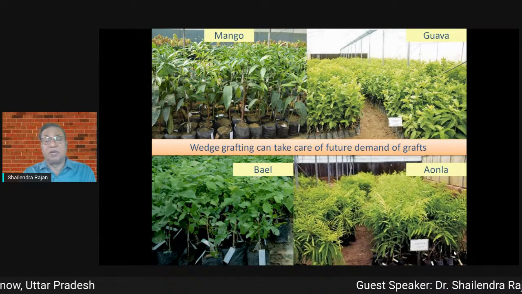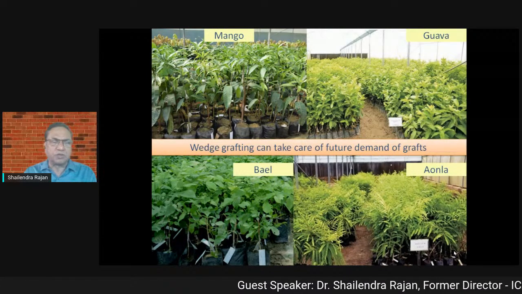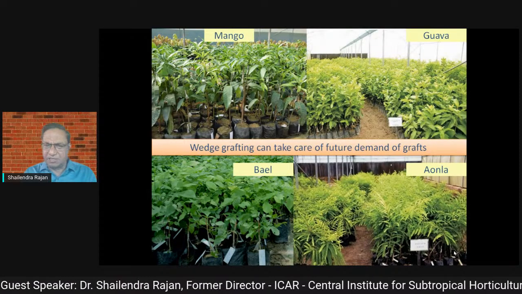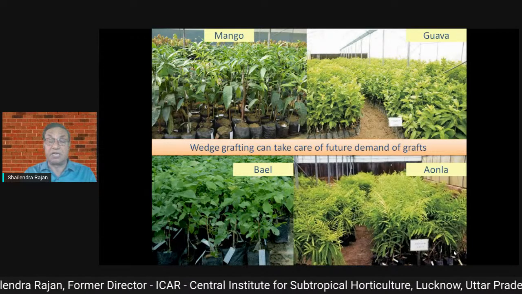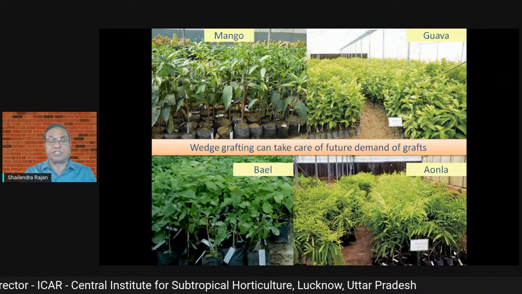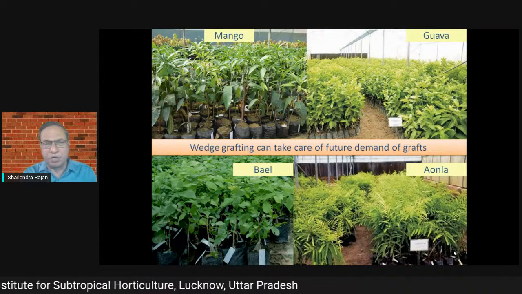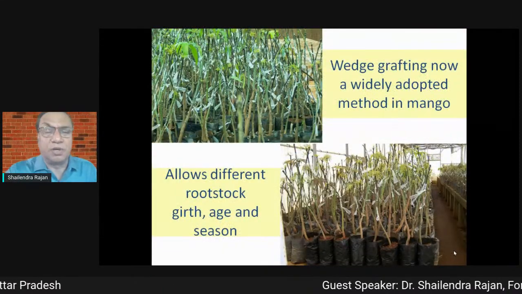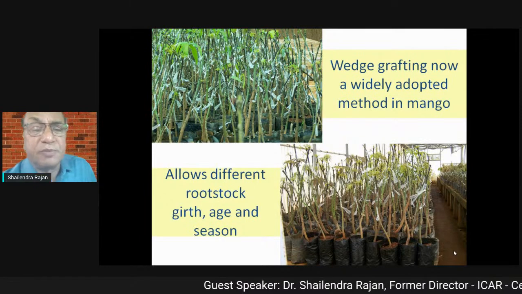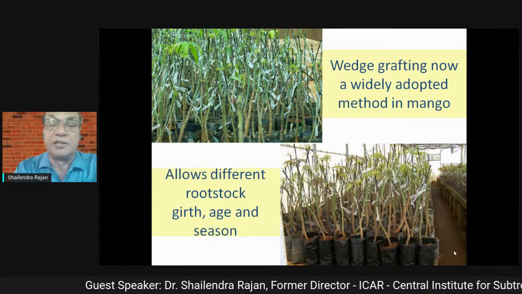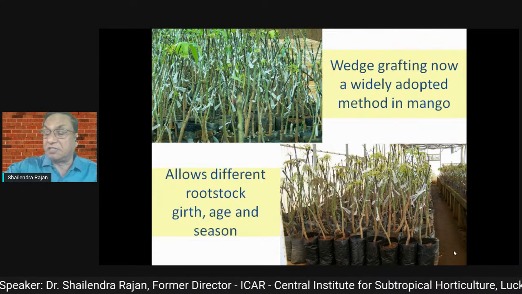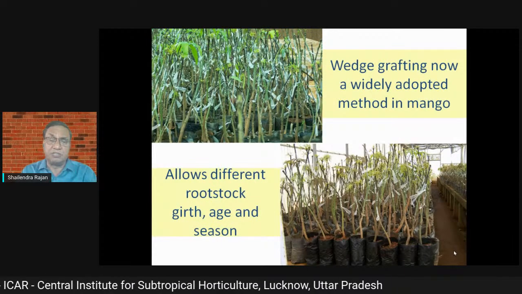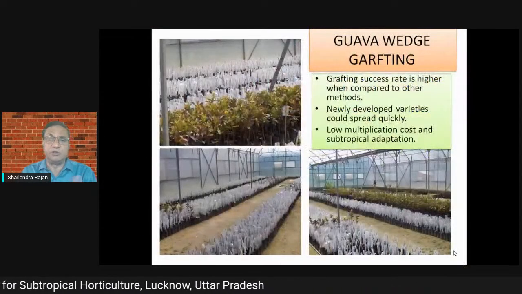Mango, guava, bael, amla, whichever crop you talk of, now we have the method. We can multiply them in millions, but it needs the availability of mother trees, mother plants, and the infrastructure, so that the plants propagated can take care of future demand. Mango, which was propagated through inarching, is now going to be propagated by wedge grafting and somewhat modified methods. Mango is being promoted through all these newer methods.